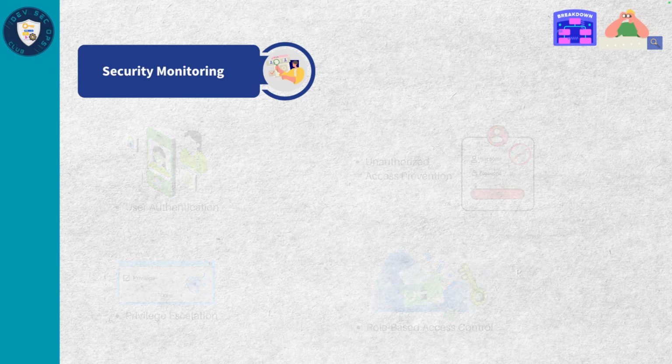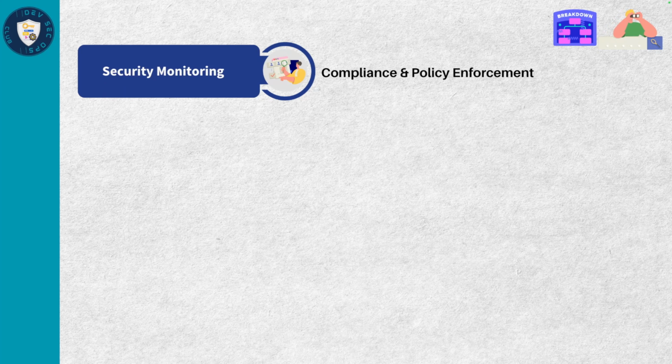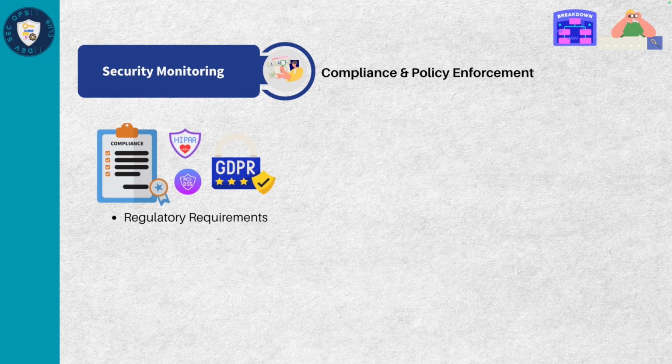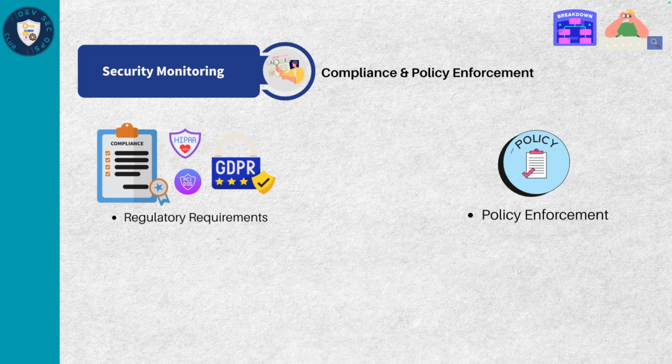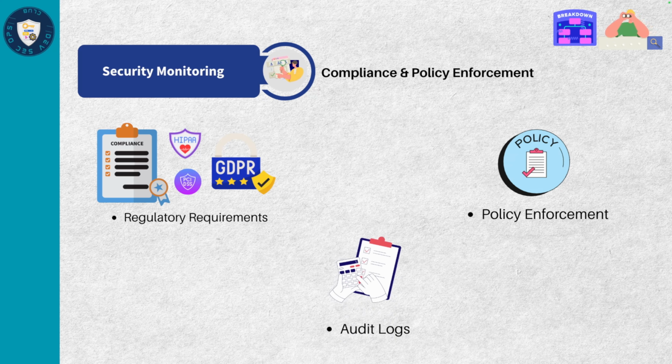Next, compliance and policy enforcement. Meeting legal and regulatory requirements while maintaining security best practices. So regulatory requirements, ensuring compliance with laws like GDPR, HIPAA, and PCI DSS. Next, we have policy enforcement, implementing security protocols across the organization, and audit logs tracking system activities to detect irregular behavior or policy violations.